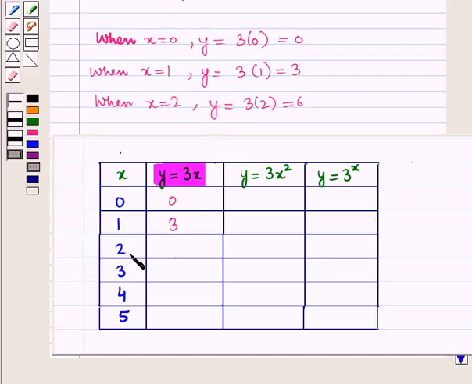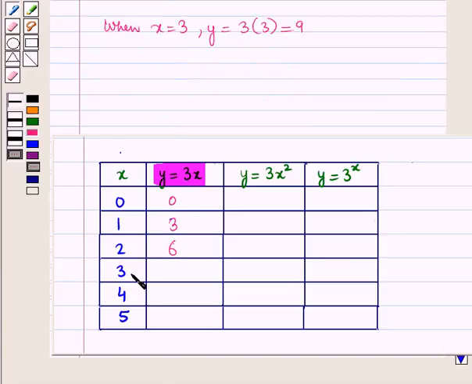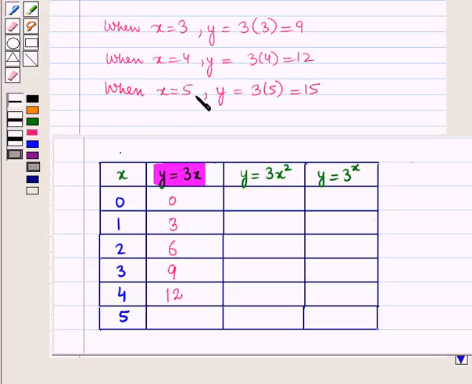When x is equal to 2, y is equal to 3 into 2, that is 6. When x is equal to 3, y is equal to 3 into 3, that is 9. When x is equal to 4, y is equal to 3 into 4, that is 12. When x is equal to 5, y is equal to 3 into 5, that is 15.